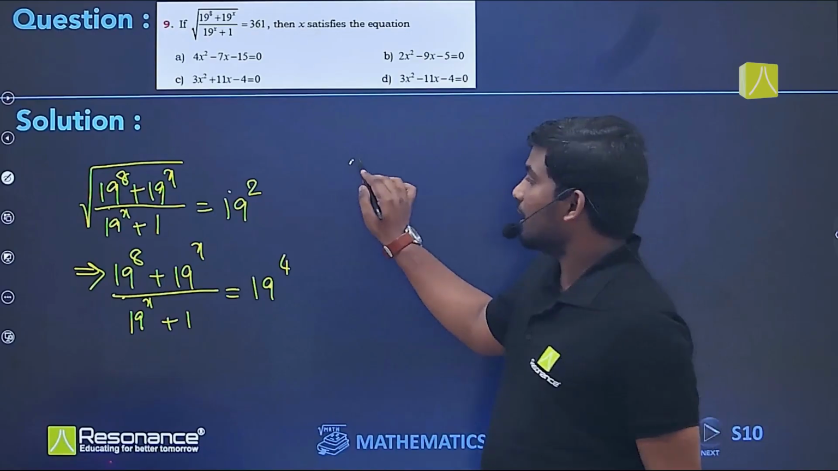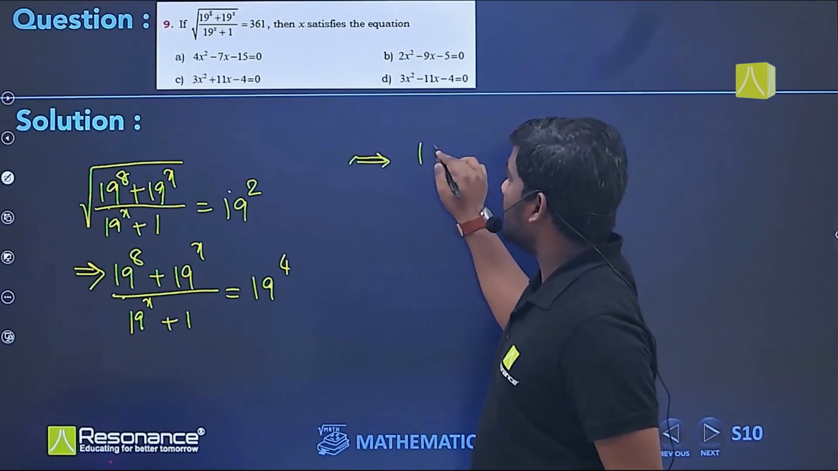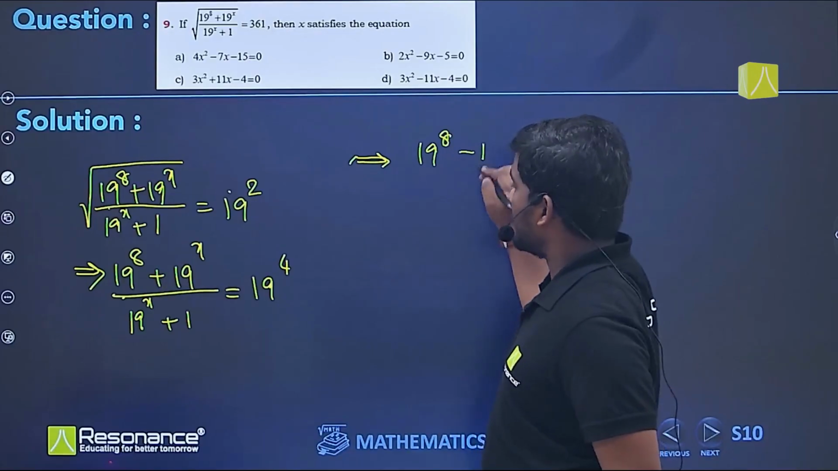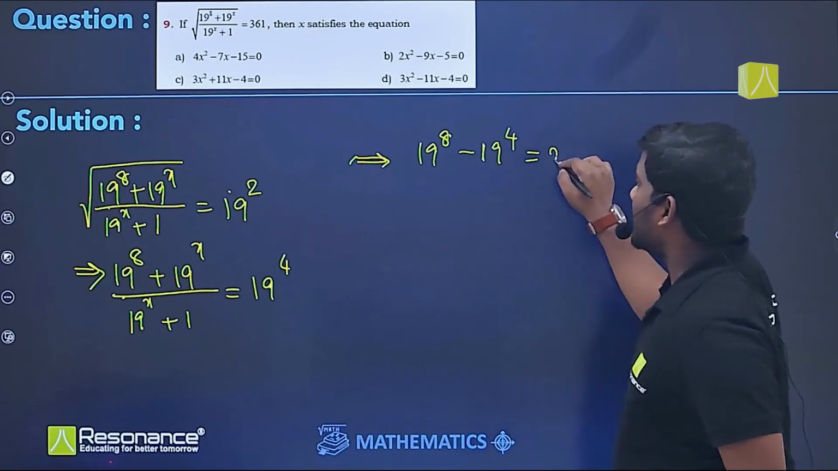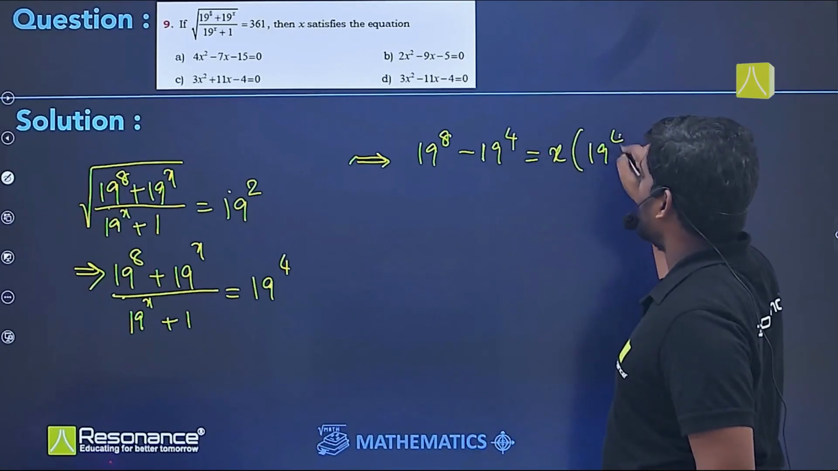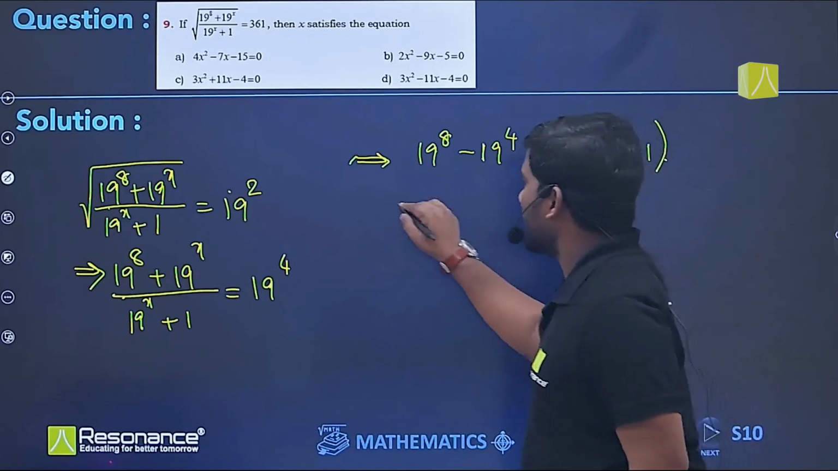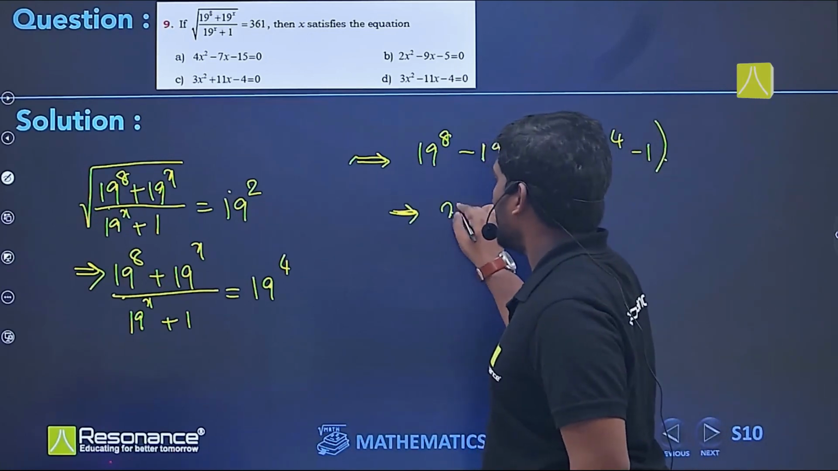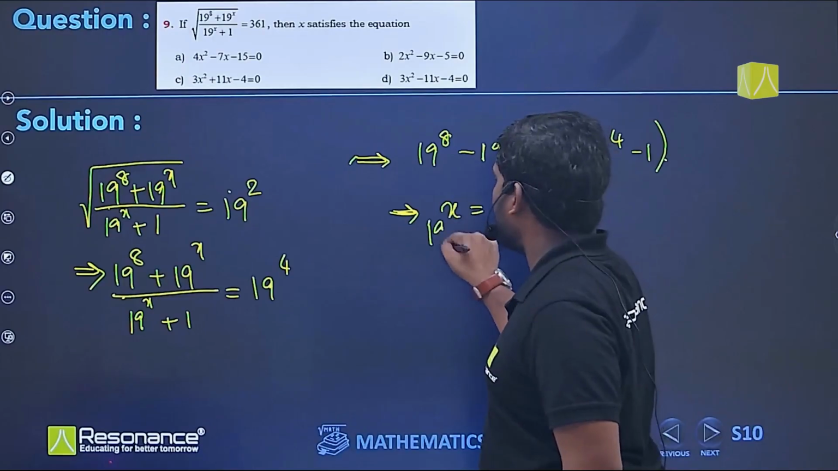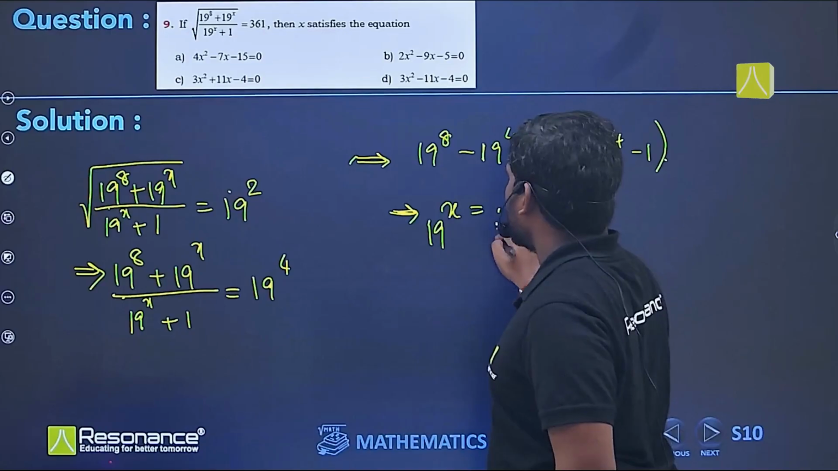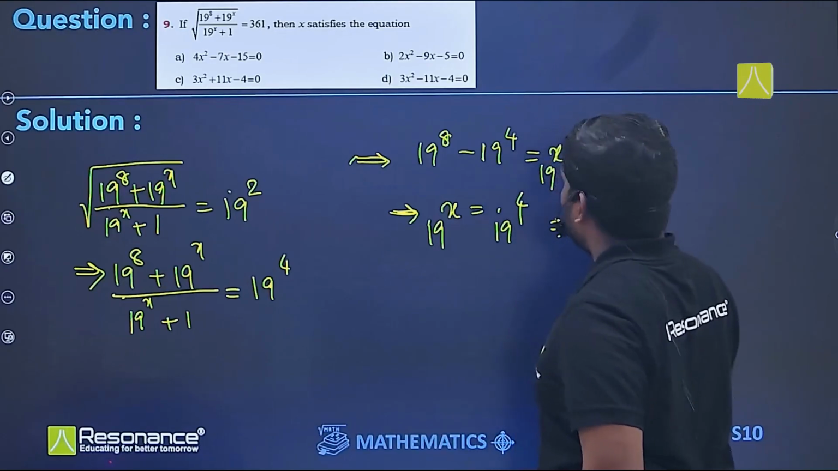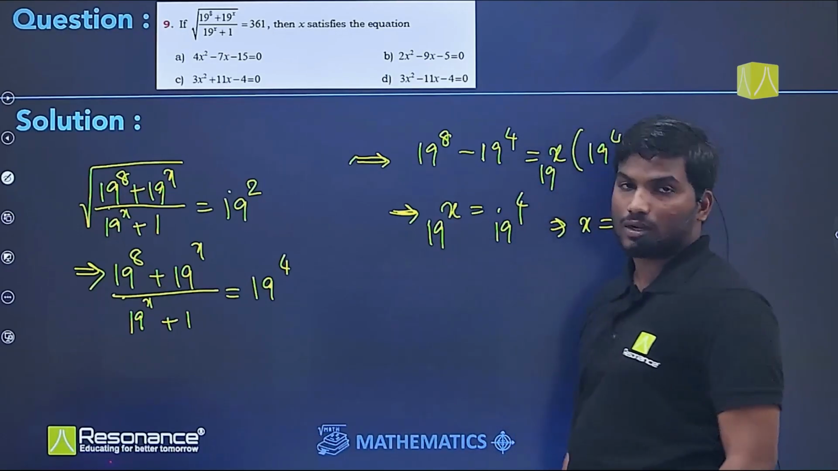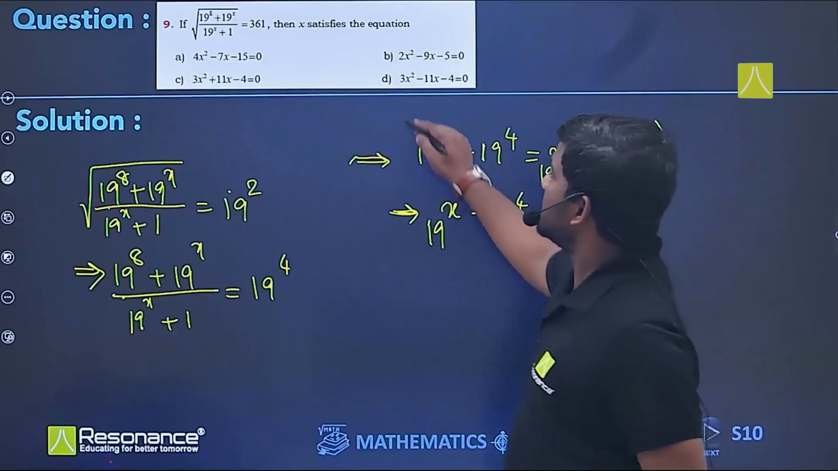Alright, now from here we have 19^8 minus 1 times 19^4 equal to x into 19^4 minus 1. Now this implies 19^x equal to 19^4, so x equal to 4. Now the equation that x is a root of, from the following, is D.